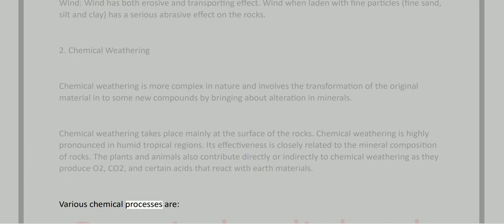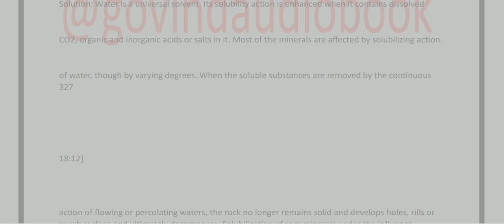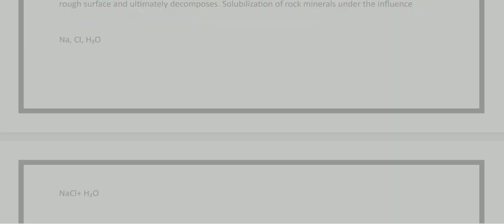Various chemical processes are: Solution. Water is a universal solvent. Its solubility action is enhanced when it contains dissolved CO2, organic and inorganic acids or salts in it. Most of the minerals are affected by solubilizing action of water, though by varying degrees. When the soluble substances are removed by the continuous action of flowing or percolating waters, the rock no longer remains solid and develops holes, rills or rough surface and ultimately decomposes.